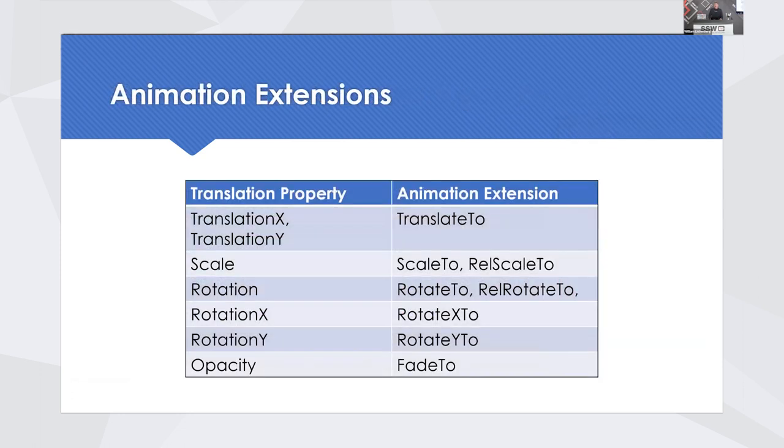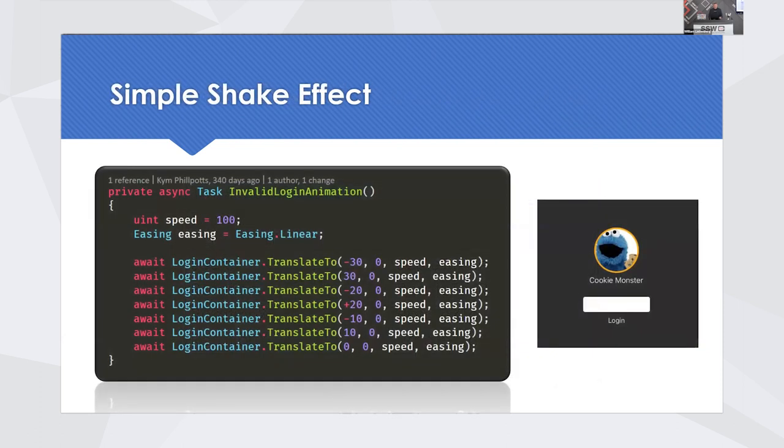As well as being able to specify those transforms and react to them as the user does something inside your application, you can also animate all of those. Basically any property you can animate, but these ones here, translation, scale, rotation, and opacity, actually have animation extension methods built in, which are super handy and help you create a more dynamic UI.